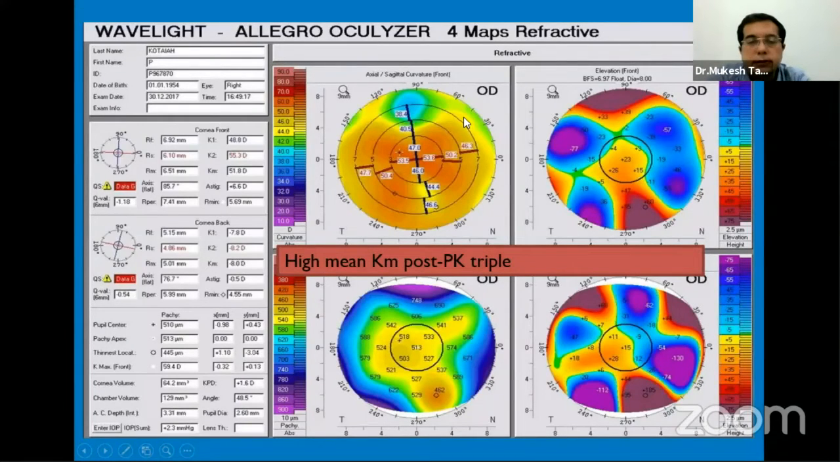So this is in the topography. As you can see, the keratometry in the operated eye now is 48.8 and 55.3, what we assumed during the IOL power calculation to be 44. But now in 6 months, this has changed to a very steep cornea. And this is the reason why the patient had so much of a refractive error.